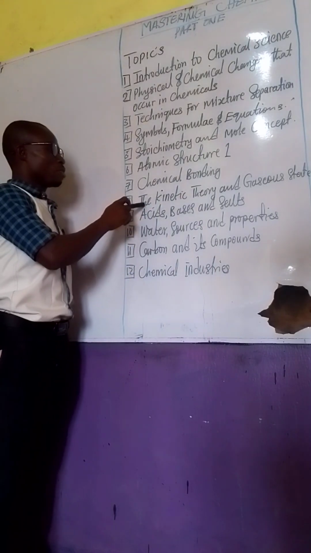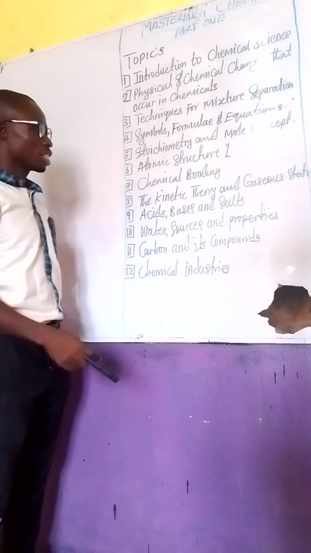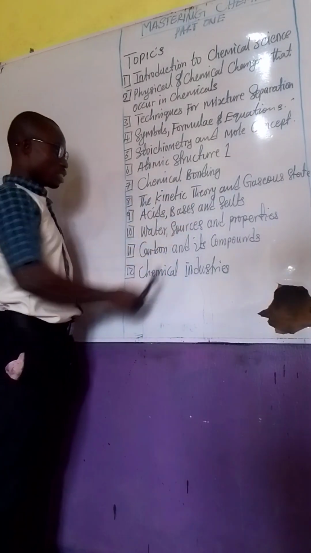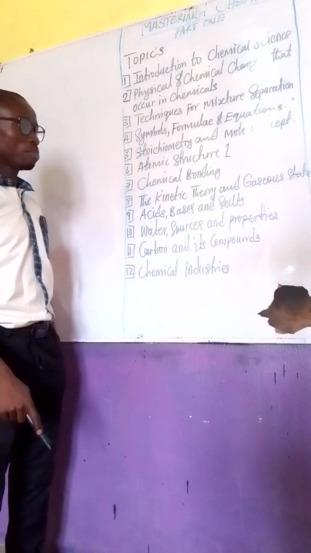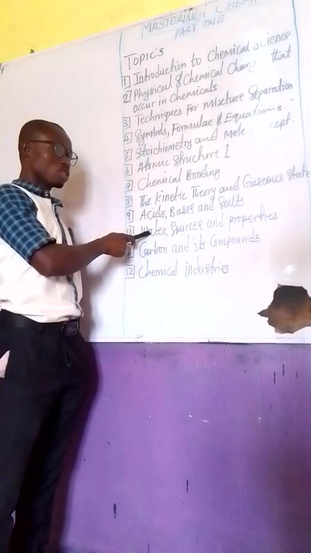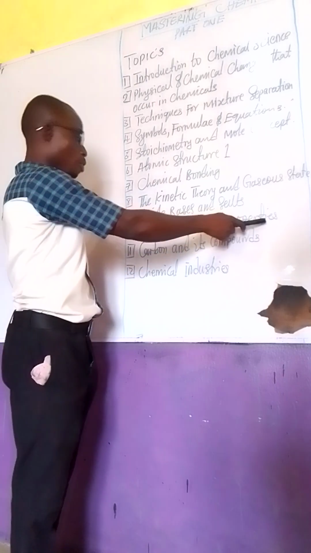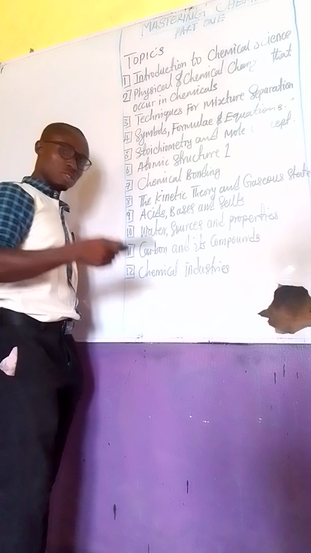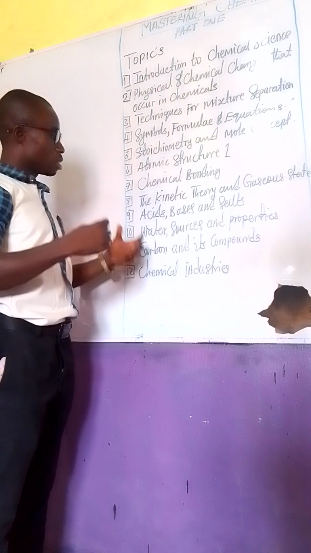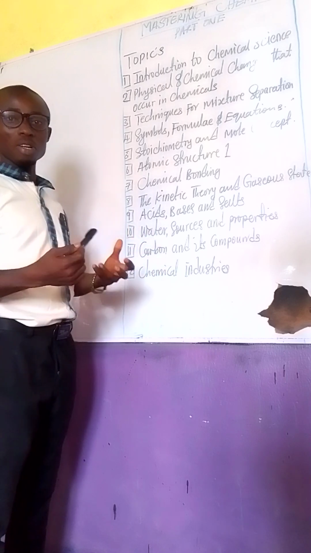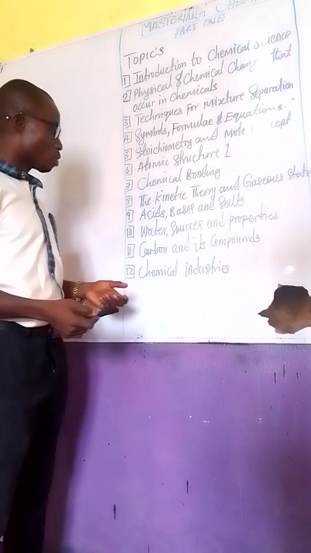Okay. Now, we are also going to discuss the kinetic theory and the gaseous state. We are also going to discuss acid, base, and salt. We're also going to discuss water sources and properties. These are things I want you to pay attention to. Water as a molecule. So we will start from the structure of water, the composition of water, the properties of water, the source of water, and so on and so forth.